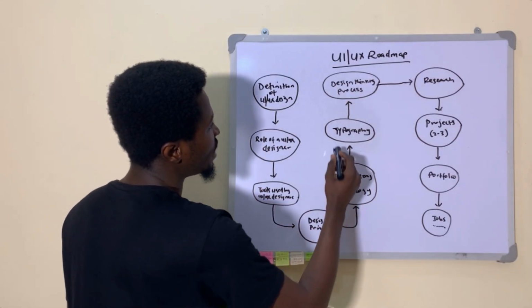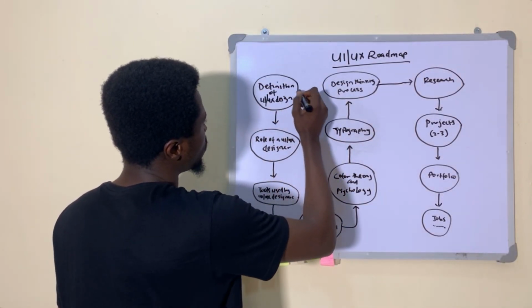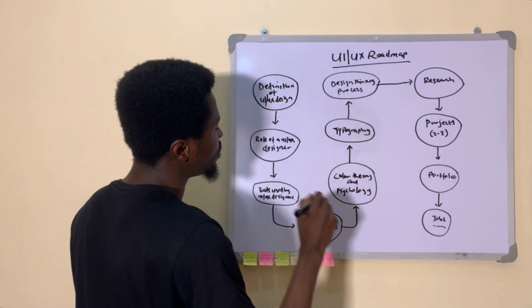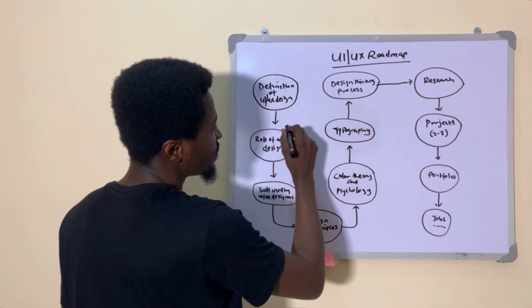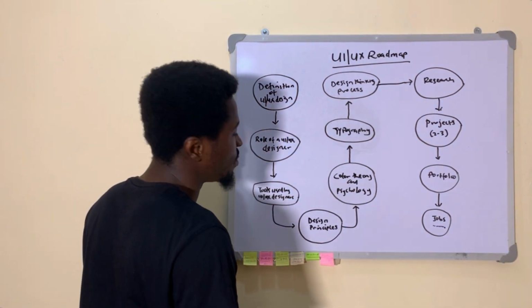This is the correct way to learn UI and UX design. You start with the definition of UI and UX. UI is simply the user interface, what the users interact with. UX is the user experience, how the user feels while using the application.